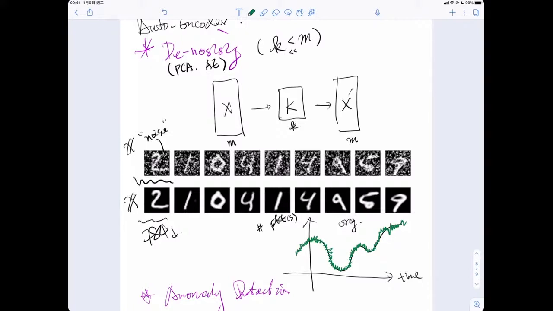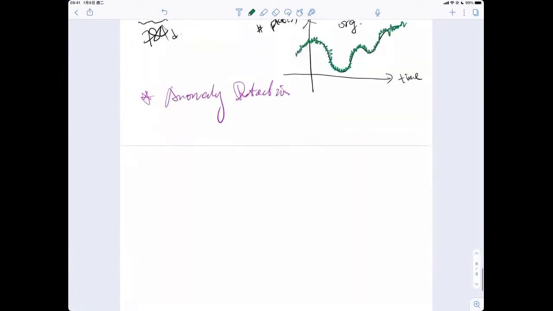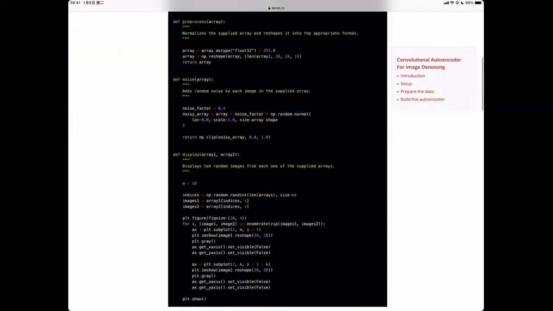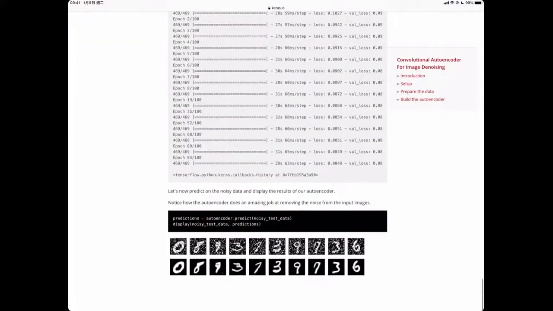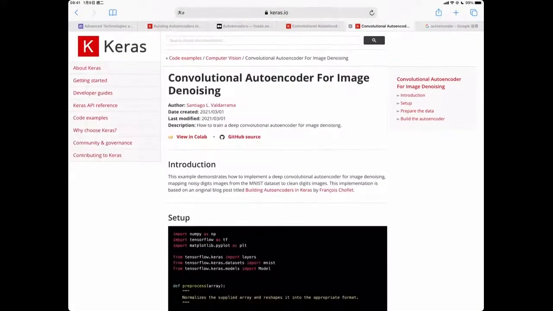The other application is very similar to denoising. It's called anomaly detection. And of course, you can find the denoising code right here. It is a Keras corresponding code, so you can just follow the code, and it teaches you how to write the denoising code by using autoencoder.